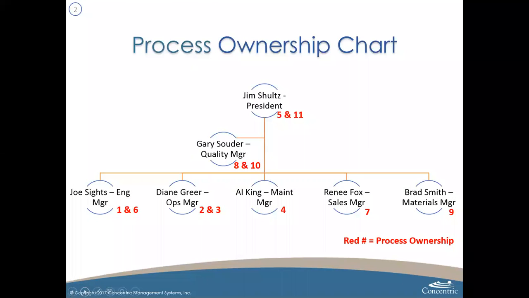And what this tool is used for, it's used to identify which leader owns which of the 11 processes. So, for example, you have Jim Schultz, who's the president. Jim owns process 5 and process 11. So Jim is responsible for the compliance of that process. Jim is responsible for the performance of that process, reporting on the performance of that process.